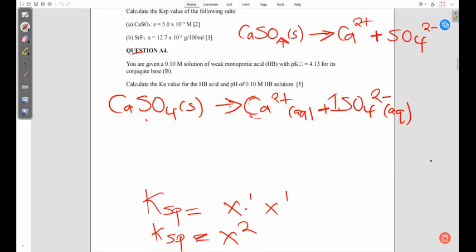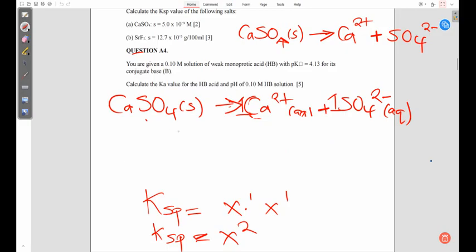When you've come up with an equation just the way it is, look at the coefficient. Since it's 1 and 1, just say x, then raise to the power 1 and 1. If we had, let's say, a coefficient of 2, it would have been 2x, multiplied by the other one, x, and this 2x should be raised to the power 2. That x should be raised to the power 1. That's the difference. And what it gives you after multiplying is the Ksp expression.